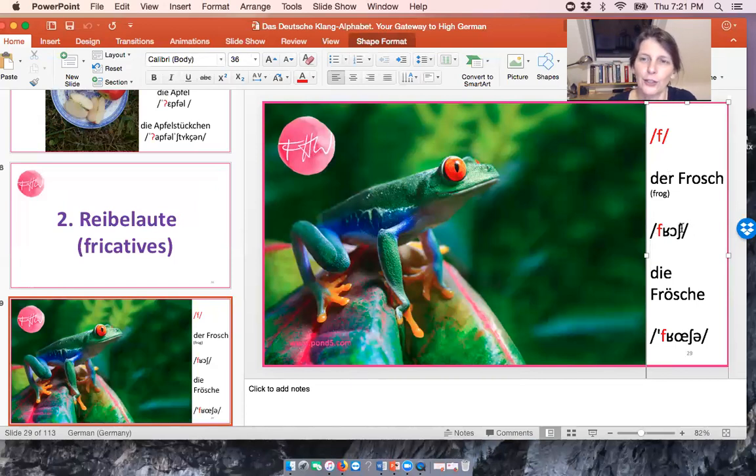Frosch. Und Frösche. Der Frosch, die Frösche. Frog.